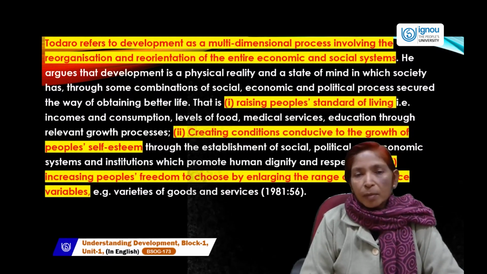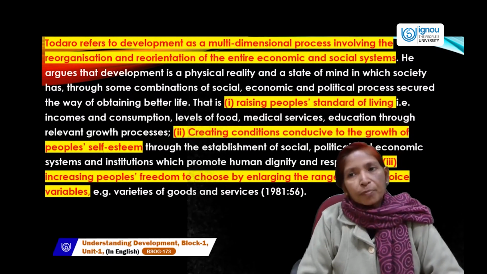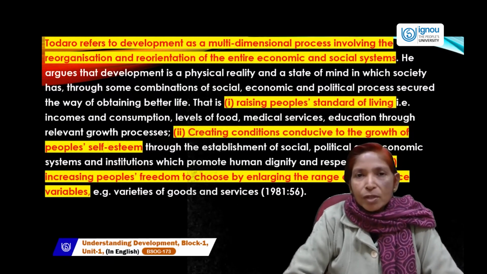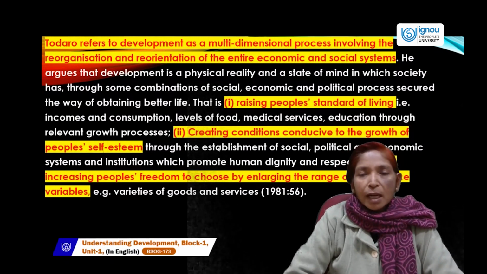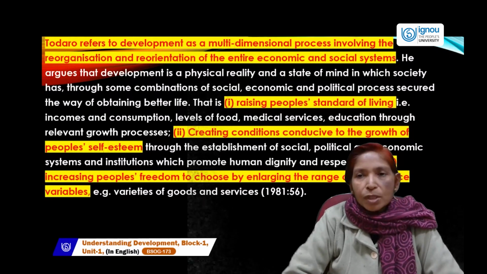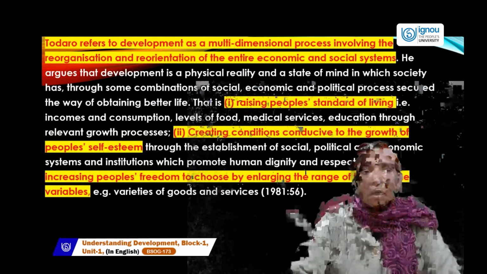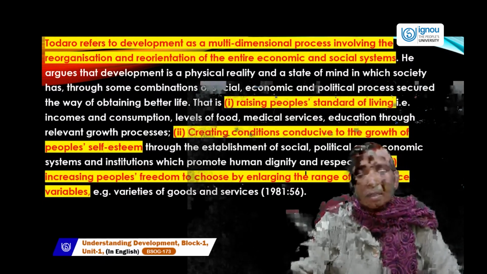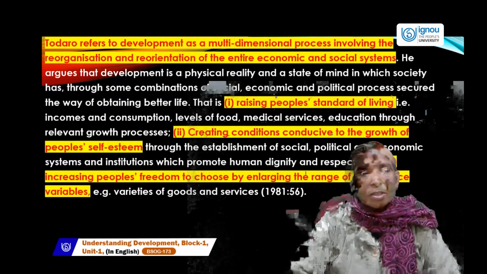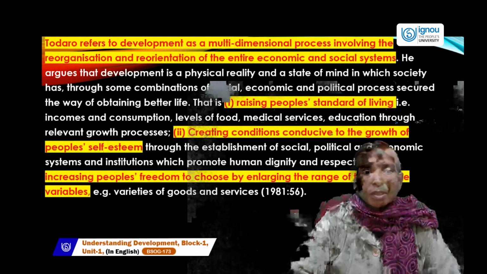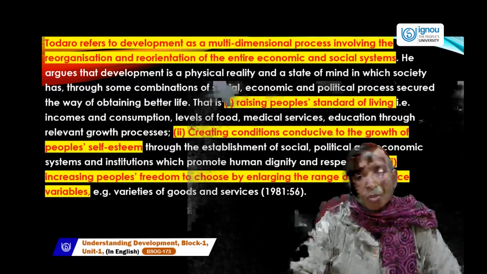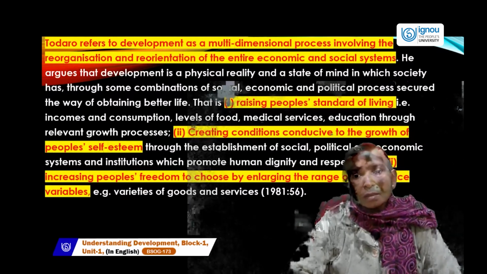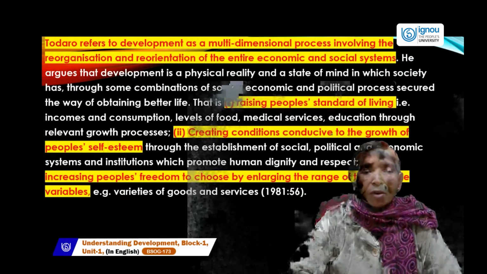So this is the basic difference between the definition of Myrdal and Todaro. Todaro said that development is a multidimensional process which involves the reorganization and reorientation of the entire economic and social system. He argues that development is a physical reality and a state of mind in which society has, through some combination of social, economic, and political processes, secured the way of obtaining a better life.